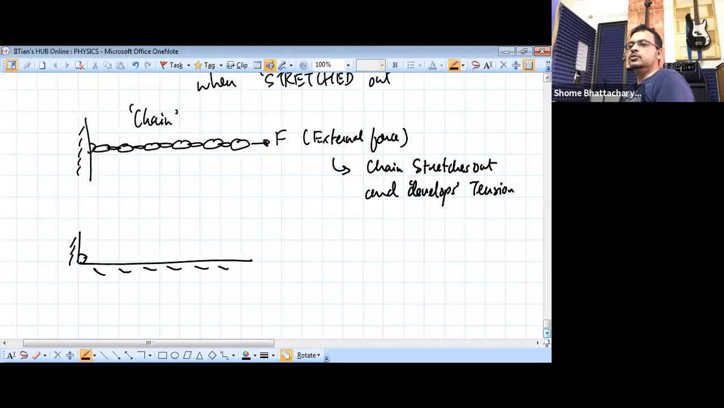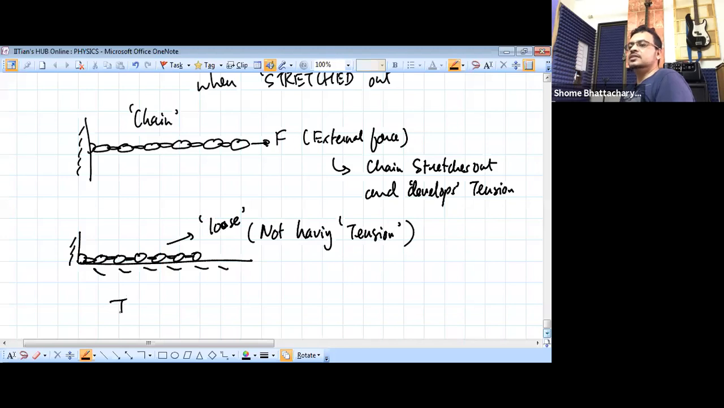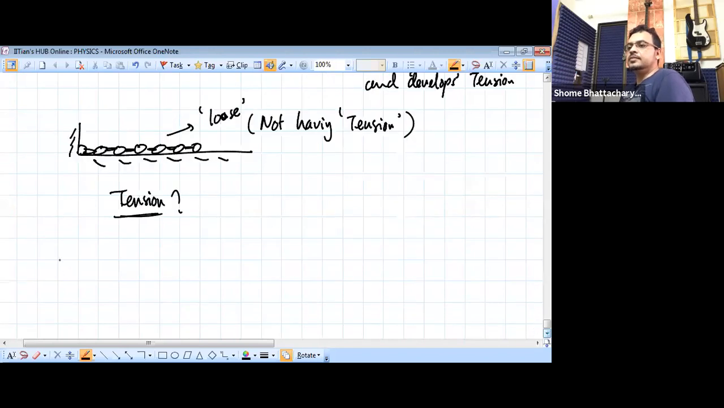So it might look longitudinal, it might still look like it's a straight line, but it's not stretched out. It might not be crumpled at one position, but it's kind of loose. So it's not having tension. So now let us understand more in detail what this tension is. So what is tension really? Let's understand this. So coming back to the first diagram.